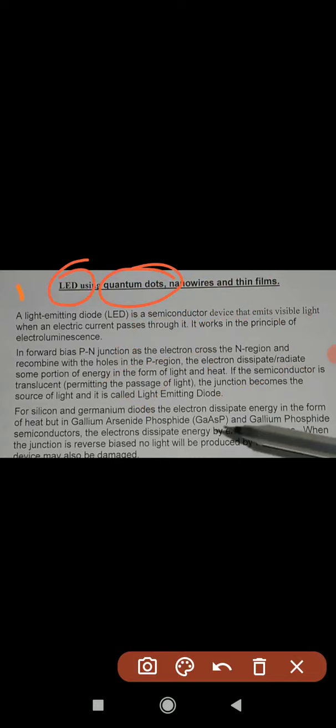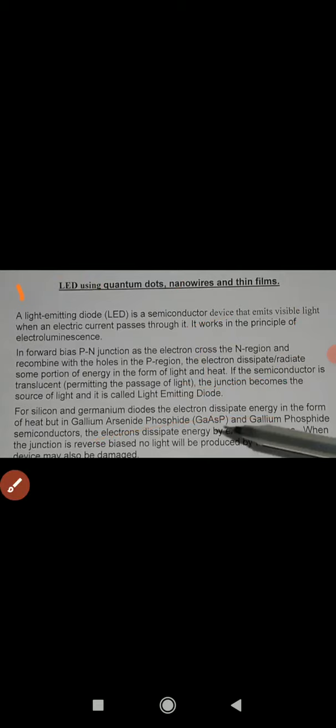The simple principle is quantum confinement: excitation of the electron, and when it comes to the ground state, it emits a photon of a particular wavelength, that is, a particular color. Like that, it emits light. So this is the LED, where we use quantum dots.